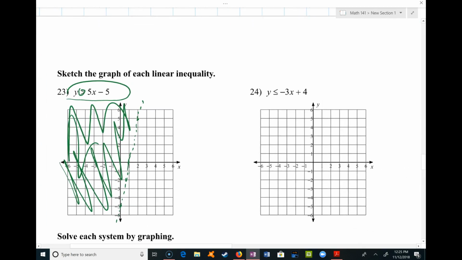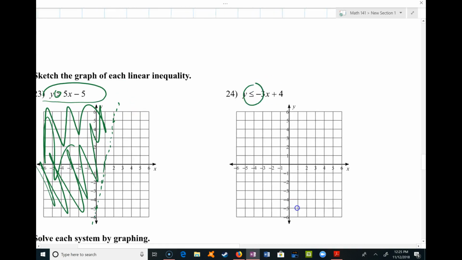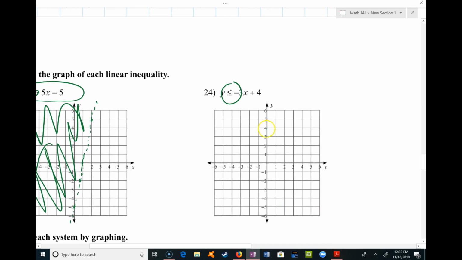So your answer here is a whole region basically. And notice this one, that was strictly greater than, this is less than or equal to, so when I draw the line it's going to be solid. So I go to 4, put a dot, and this says go over 1, down 3, over 1, down 3, over 1, down 3, etc. And this time I'm going to draw a solid line because I can include the line. And it says y is less than it, so I shade below the line.